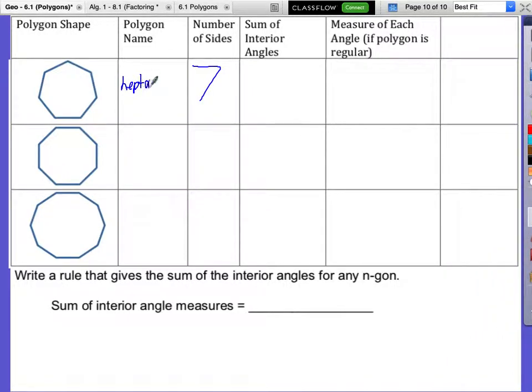Hexagon. Sum of interior angles. Gage, what'd you get? Okay, Kaylee, what'd you get? 210.